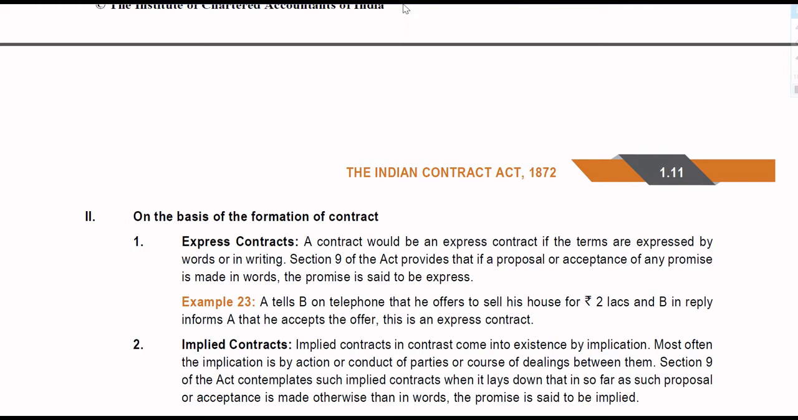Okay, express contract. See, when a person tells another person that he wants to sell his car for 20,000 and the other person accepts the offer, there will be a contract between them. This situation is called an express contract.